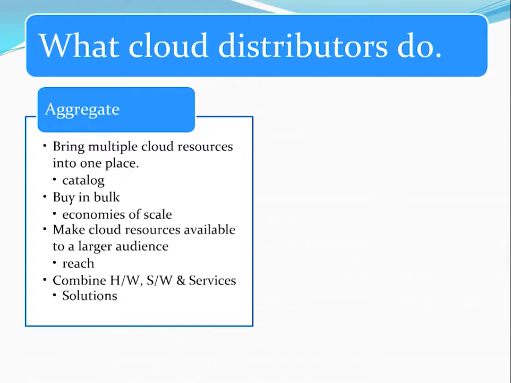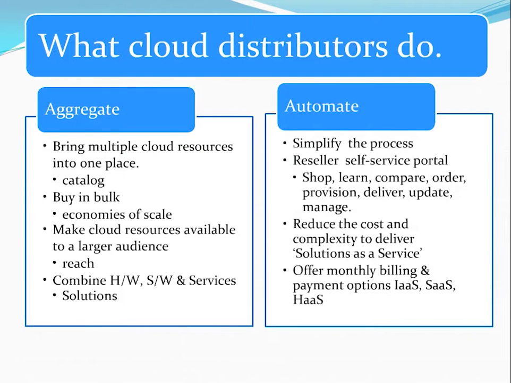And it almost always is multiple vendors. And so that's what we do. We aggregate these cloud resources, cloud things, and all the hardware and software that goes along with it into one place. We aggregate. The second thing we do is we automate. We automate the process, and here's why.